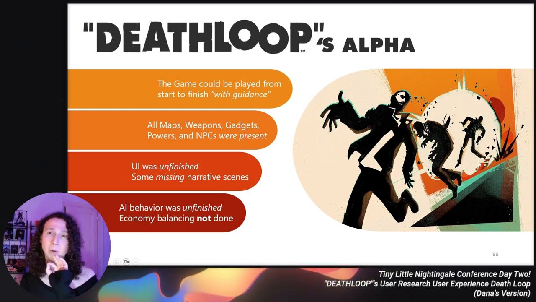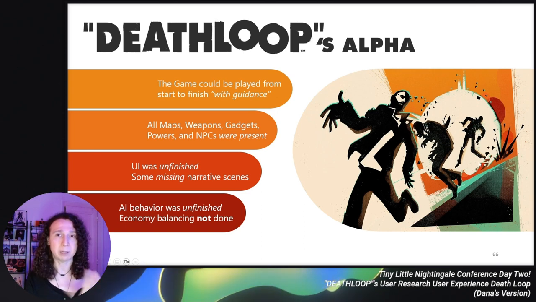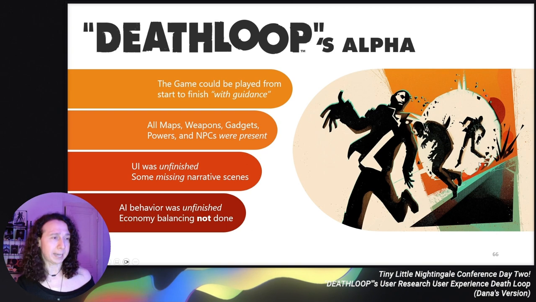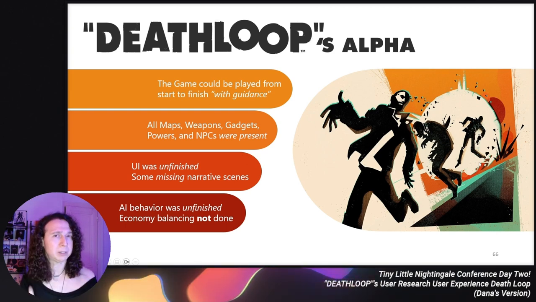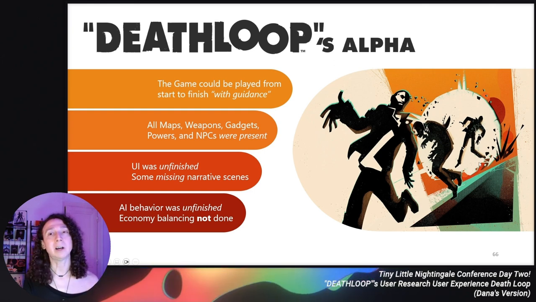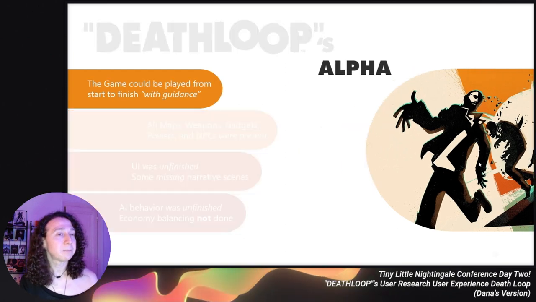AI behavior was not quite finished yet. NPCs were there, you could play with them, but they were still missing a lot of their abilities. And there wasn't really any game economy balancing done yet. So how much residuum you could get, what gear you would get when, how much that gear cost, none of that had been worked out yet. But, you know, game's not done.